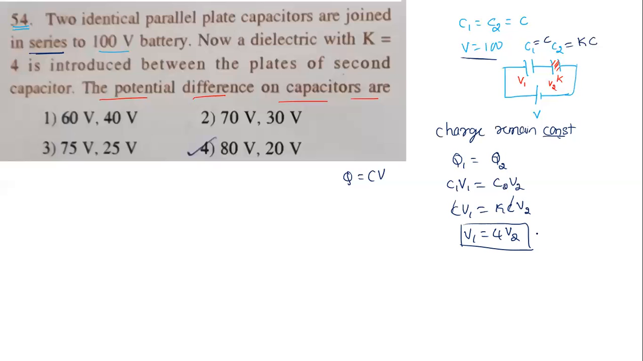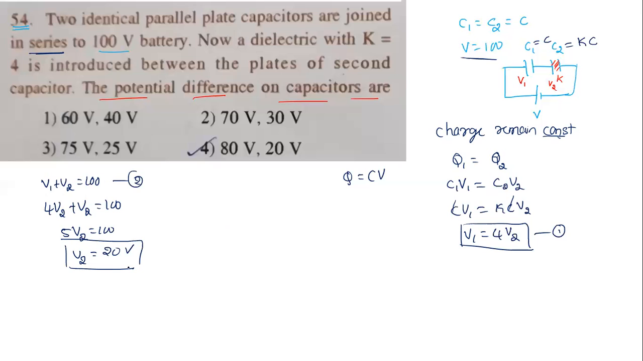Okay, let us see now. Let us take this as equation 1. The sum of the potential drops, V1 plus V2, must be equal to the potential of the battery, right? Let us take that as equation 2. Put the value of V1 as 4 times of V2 plus V2 equal to 100. So it will be 5 V2 equal to 100. Then V2 equal to 20 volt.